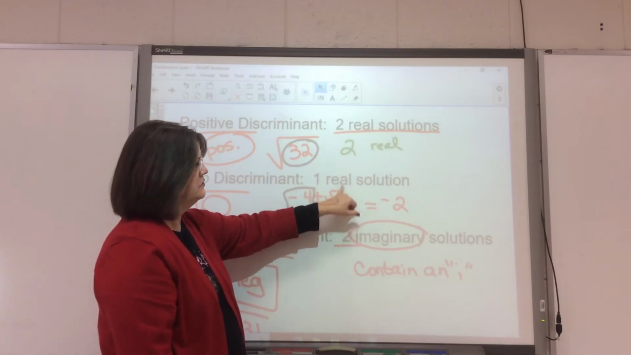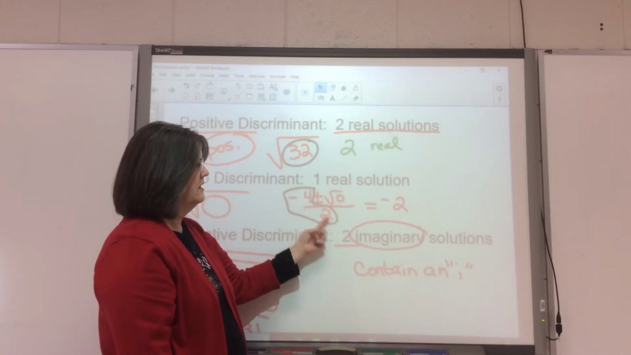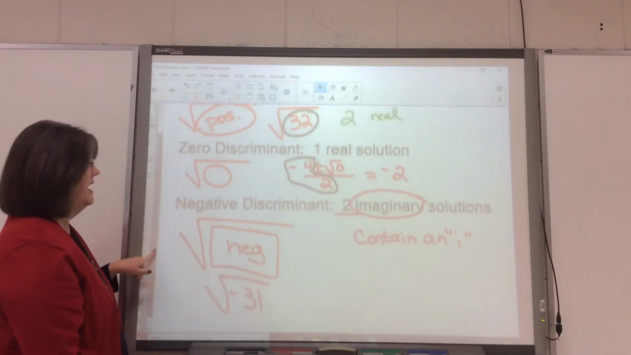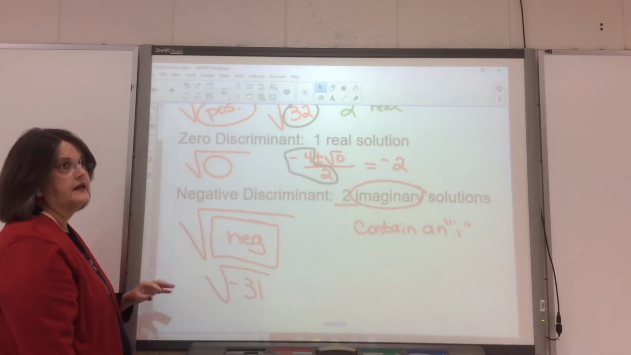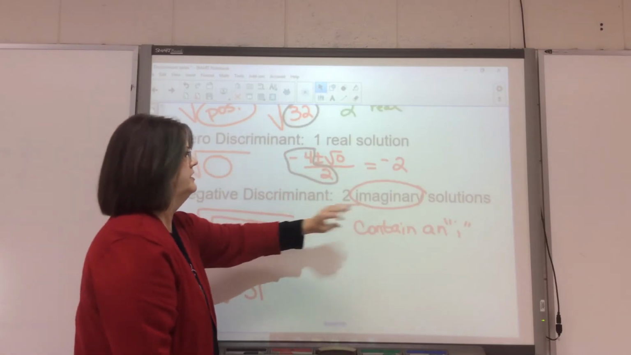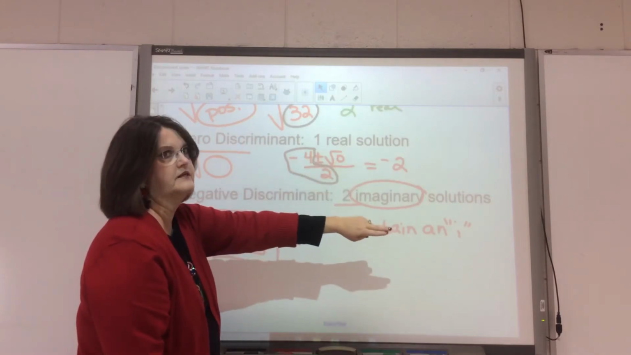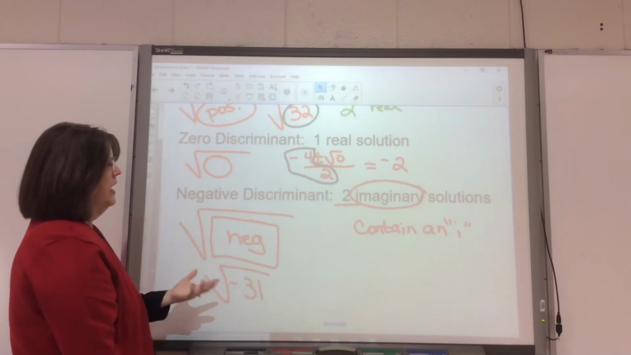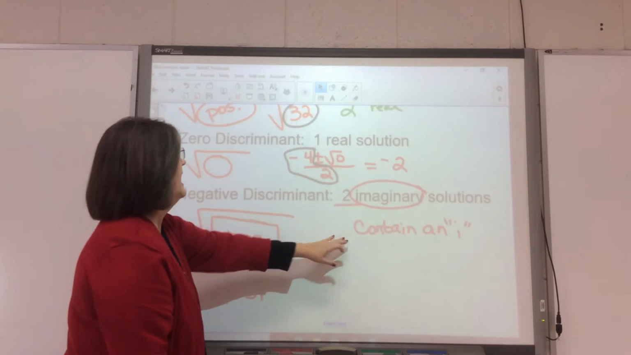That's because the square root of 0 is 0, so it's just the negative b over 2a that ends up being your answer. When you're looking at a negative number underneath there, since we cannot technically square root a negative number, that's where you have two imaginary solutions, because the plus and the minus is what gives you your second solution. So if you have a negative, you'll have two imaginary solutions and your answers will contain an i.